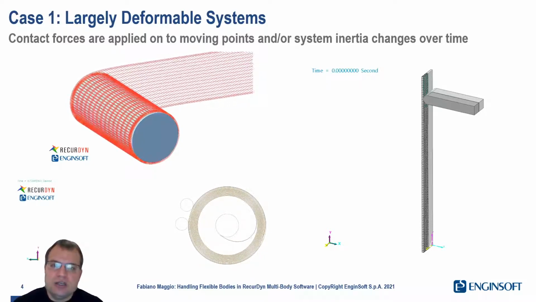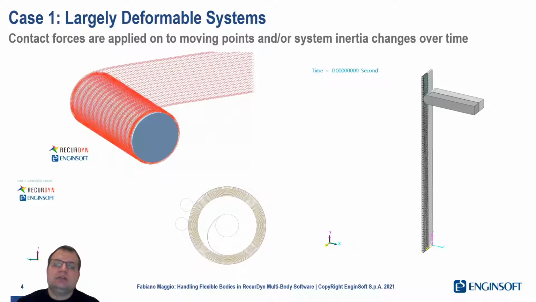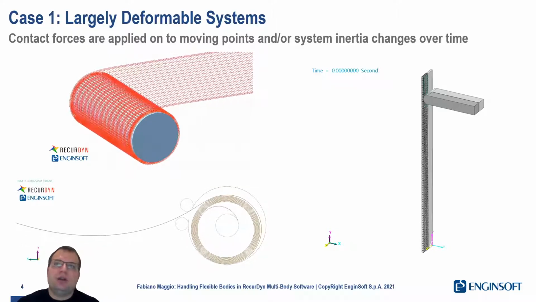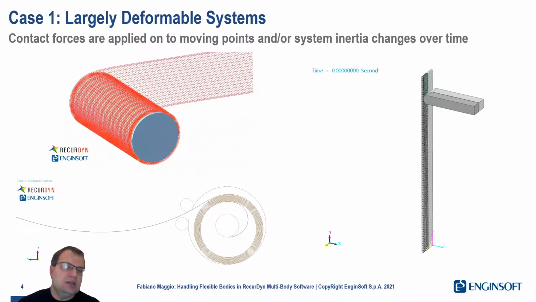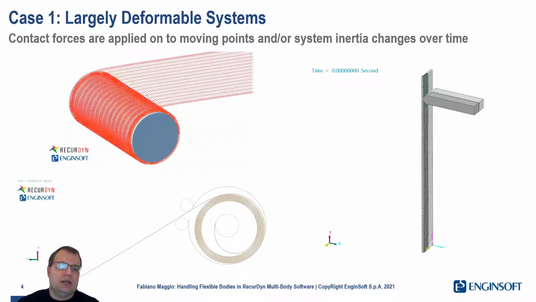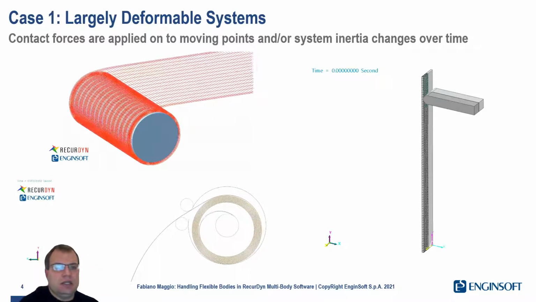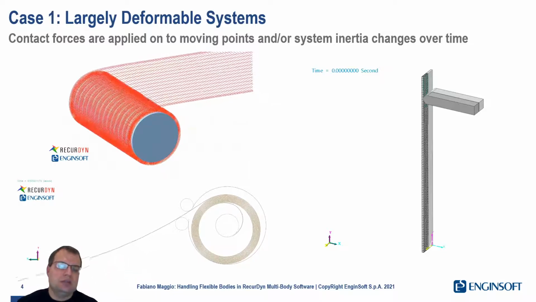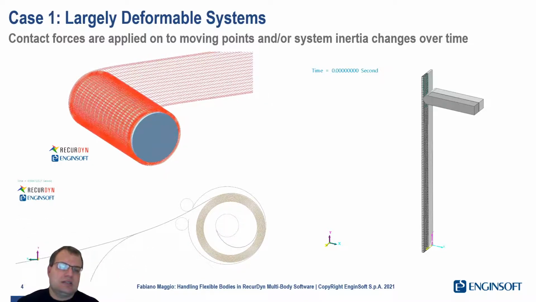Both situations require a flexible body, but even in apparently simpler situations, you need a flexible body. Look at the example on the right. Here I'm considering two beams. Both of them are fixed at the bottom.